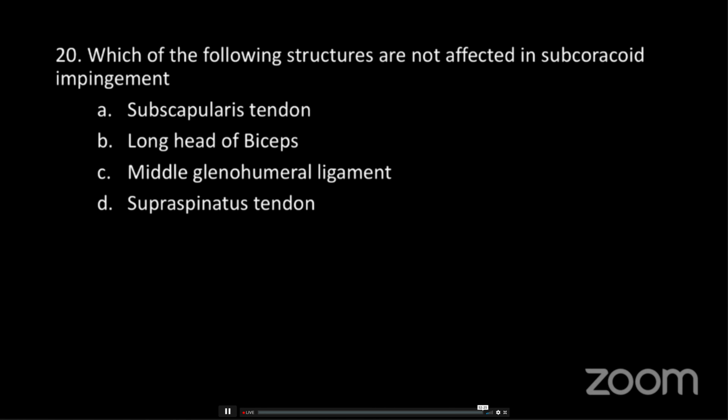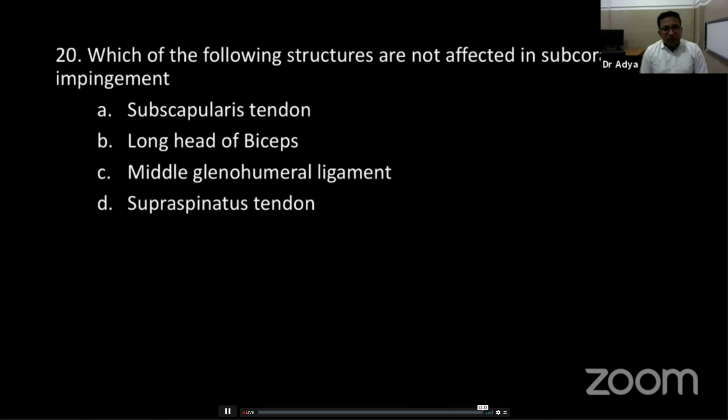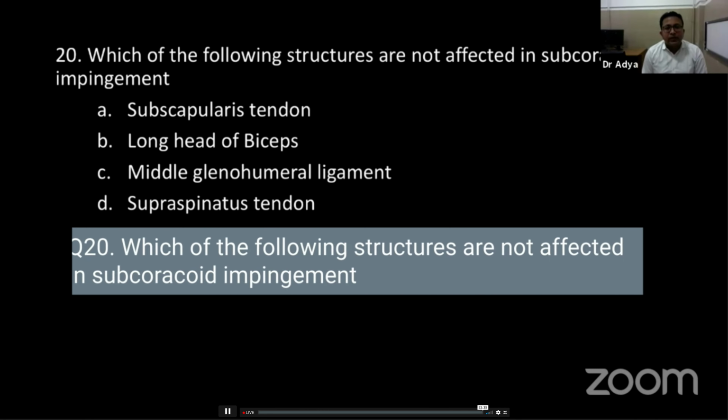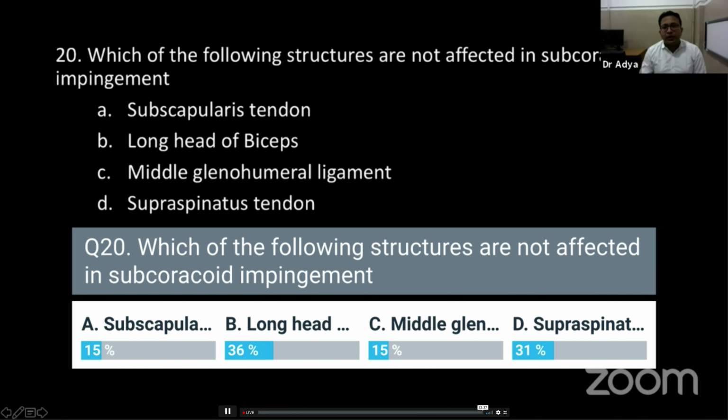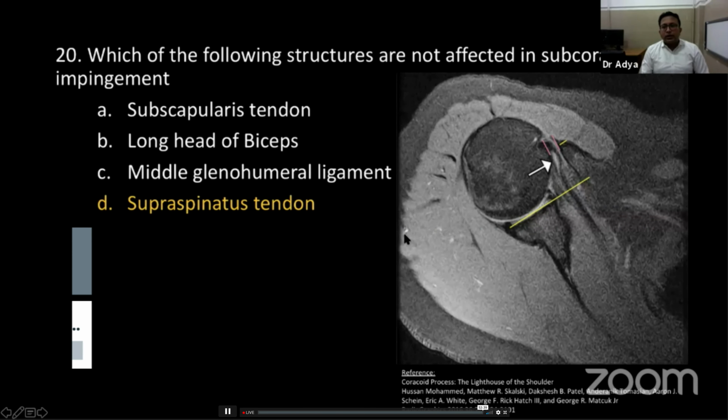Sir, 36% of the attendees have answered B, 31% D, 15% A, and 15% C, sir. Okay. But the answer is, in fact, D, supraspinatus tendon. Now let's discuss a few things about subcoracoid impingement related to anatomy.